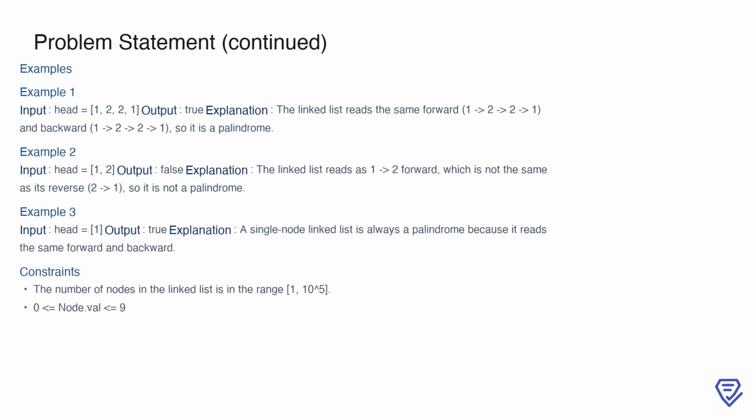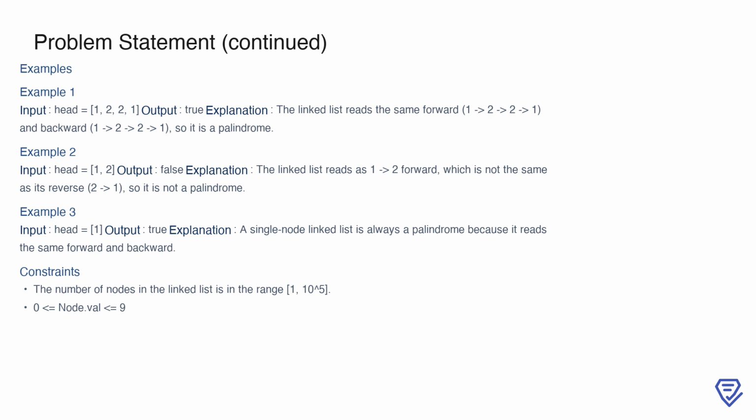In the first example, the input list is 1, 2, 2, 1. When you read the values forward, they form the sequence 1-2-2-1, and reading them backward gives the same sequence, so the output is true. Now consider the second example, where the input list is 1, 2. Forward, it reads as 1-2, but backward, it reads as 2-1. Since these sequences don't match, the output is false. Lastly, in the third example, the input is 1, a single-node linked list. A single-node list is always a palindrome because it reads the same forward and backward, so the output is true.